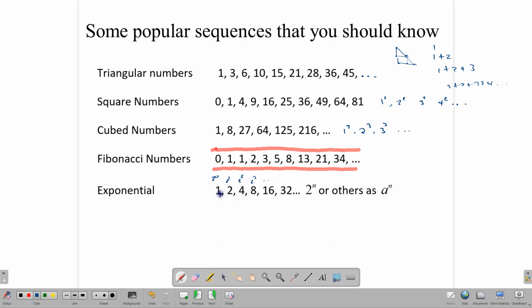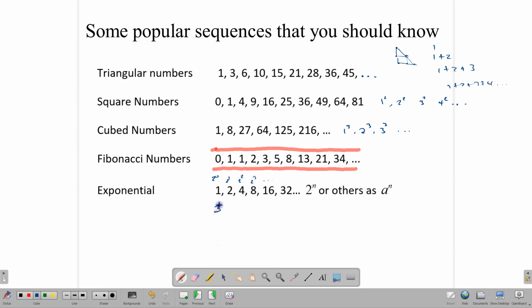And 2 to the 0 is 1, 2 to the 1 is 2. You could use other numbers, but 2 to the n is very important because it is used to model behavior in terms of cell division and bacterial growth, etc. So 1, then 2, then 4, it keeps doubling over time. Exponential series. You could use other numbers.